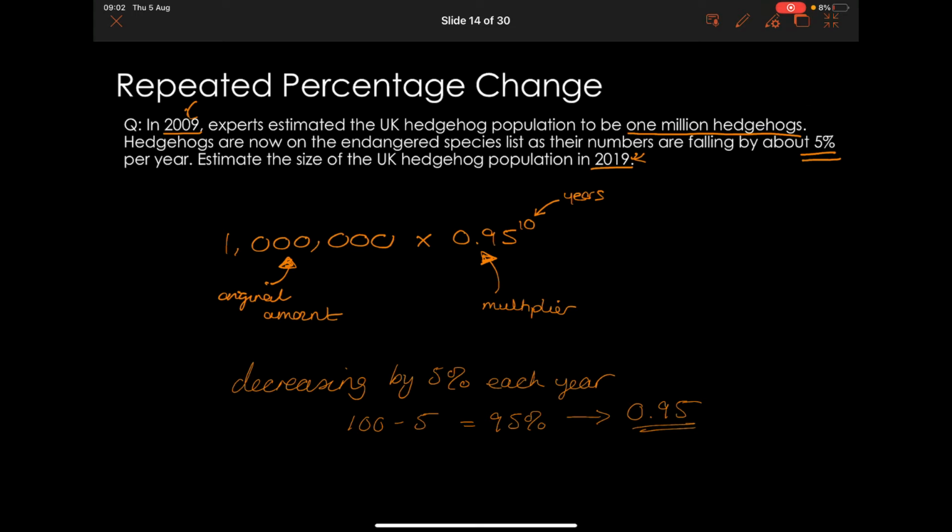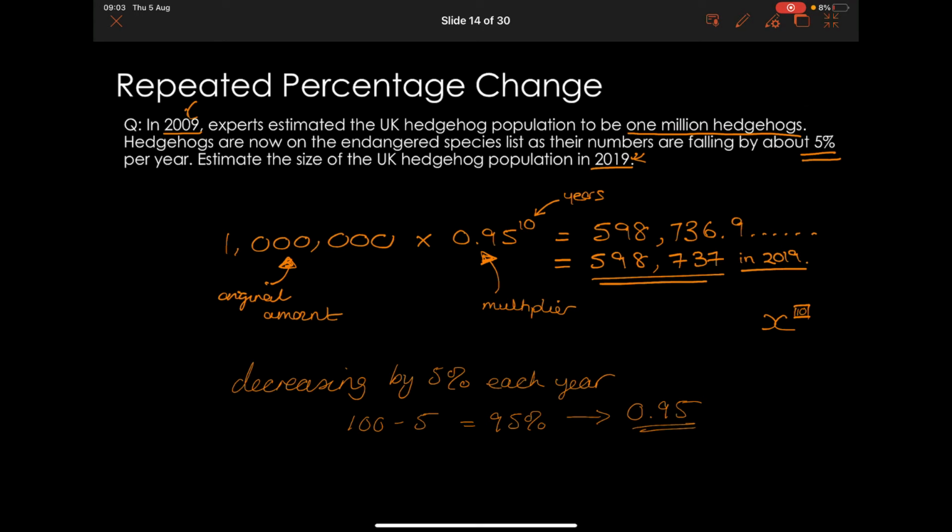And on your calculator, you would type in 1 million times 0.95, and then you would definitely have to press that button with the little box, and you'd put 10 in that box. You'd then press equals on your calculator, and it will give you your answer. Your answer was 598,736.9. And if we round that, we can say 598,737 hedgehogs in 2019.